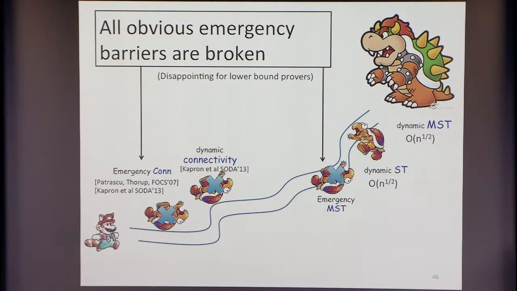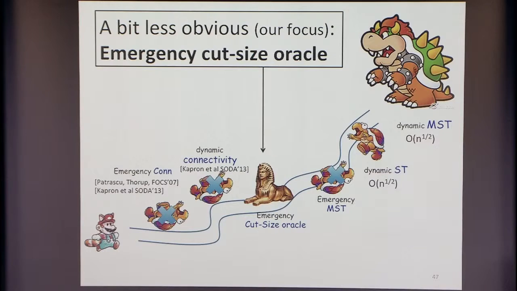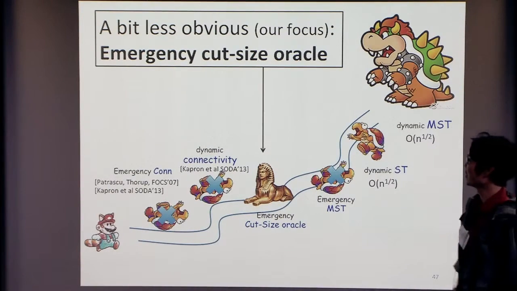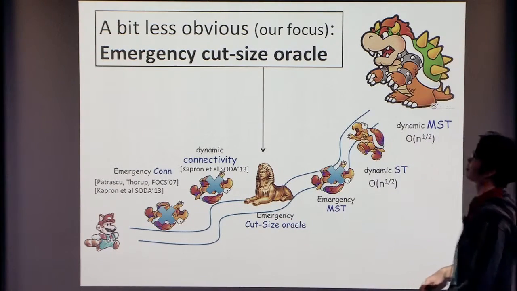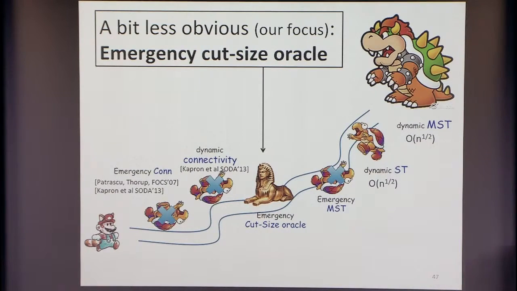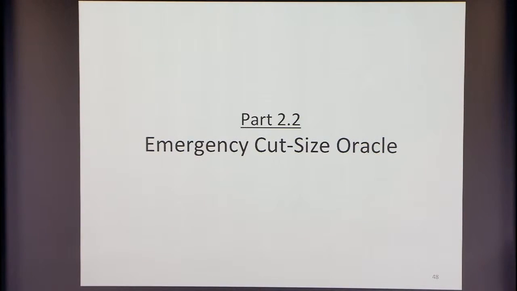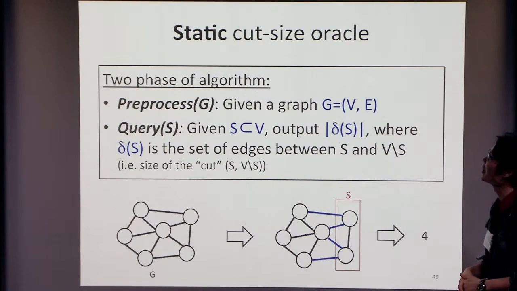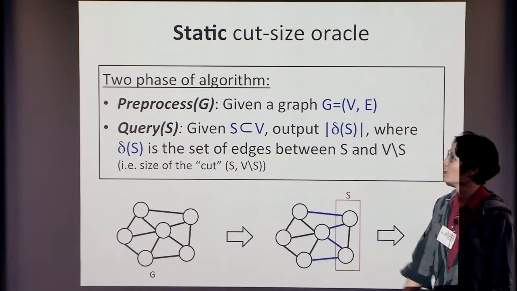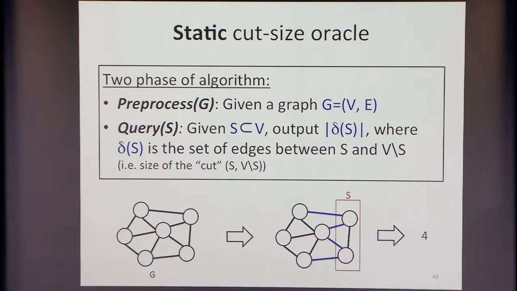So we need some new barrier, and I think the next natural barrier, not a very obvious one, is this problem called emergency cut size oracle, which is what I will focus on next. So what is emergency cut size oracle? Before I define emergency cut size oracle, I should define static cut size oracle first. You just think of it as a static data structure.